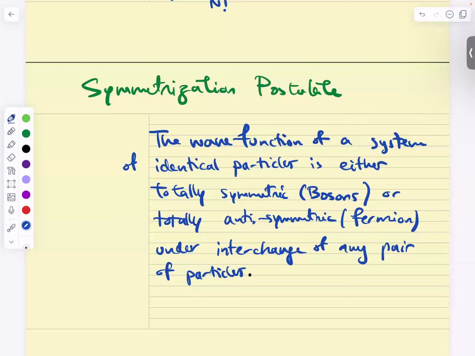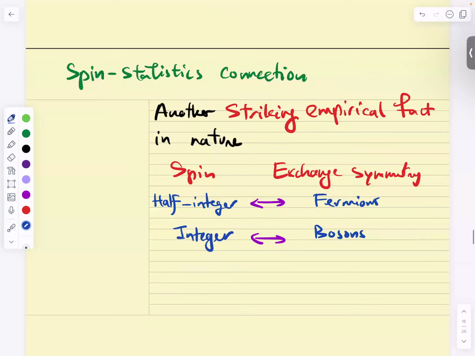Anyone? Turns out, if you just go out in nature and ask Mother Nature, we find this striking, bizarre empirical fact. First of all, spin always comes as either half integer or integer. That's just a fact. And particles are either fermions or bosons. And we observe that fermions always have half integer spin, bosons always have integer spin. End of the story. That's all we see. That's just a fact. This is actually true in all dimensions. This goes with the idea of spin statistics connection.